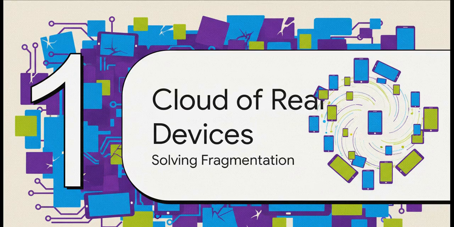Okay, so let's start at the very beginning, right? The root of the whole problem, device fragmentation. The biggest bottleneck in mobile development often isn't the code itself, it's just the sheer number of physical devices you have to support. So tackling that, that's all about scale.